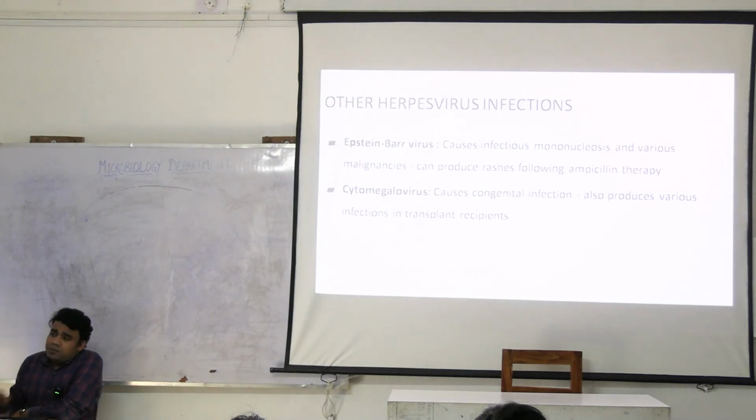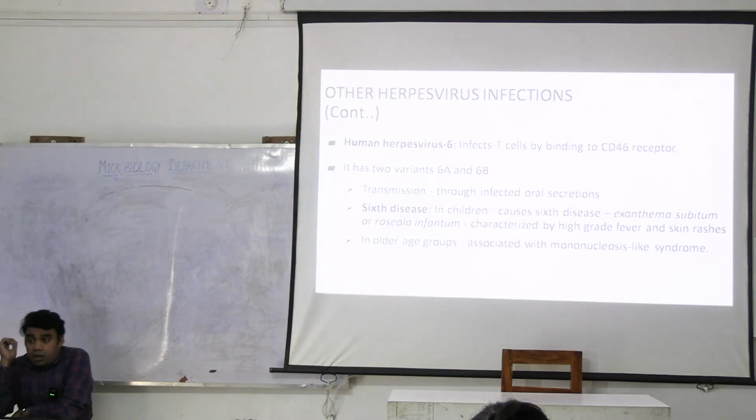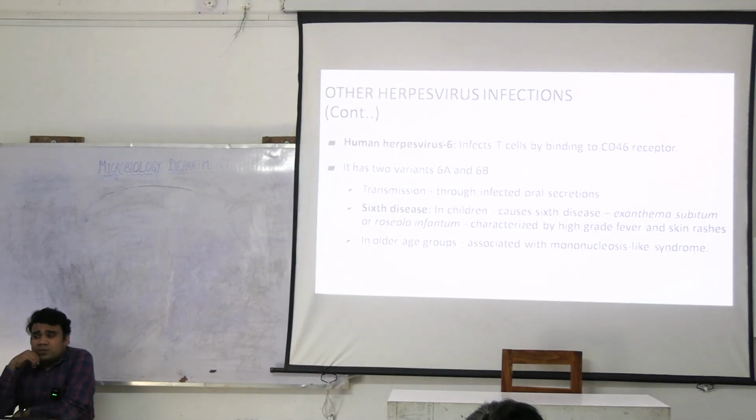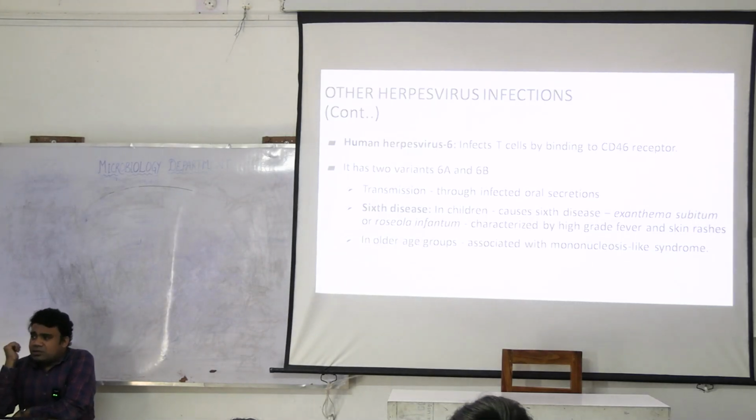Now coming to the other herpes viruses, Epstein-Barr virus and cytomegalovirus, they cause systemic infections, along with which they can produce some systemic manifestations. Cutaneous manifestation can be seen with a particular virus called human herpes virus 6, and in children it causes an exanthematous disease. That means fever with rashes all over the body. This is generally seen in children. It is also called sixth disease. That is the 6th day of illness.